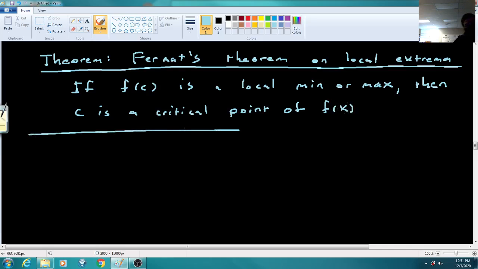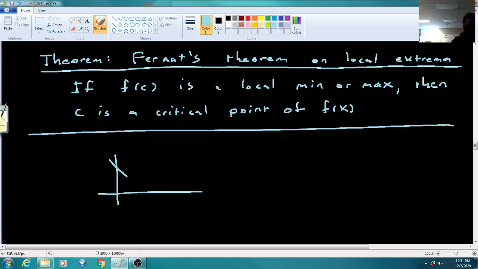So this basically says anytime I find a local min or max, then I find a critical point. There'll be a corresponding critical point for that, which kind of makes sense, because if we had a graph that's doing this sort of deal, we'd have a local minimum here and a local maximum there. The slope of the tangent line at the local max and the local min would be 0. So horizontal tangent lines have slope 0.